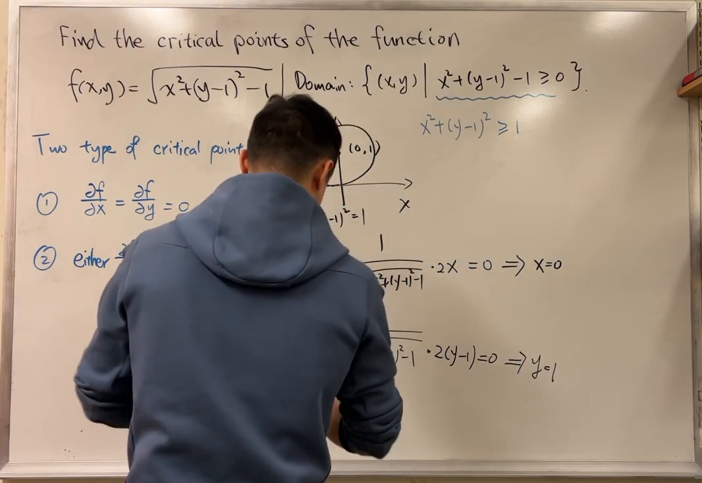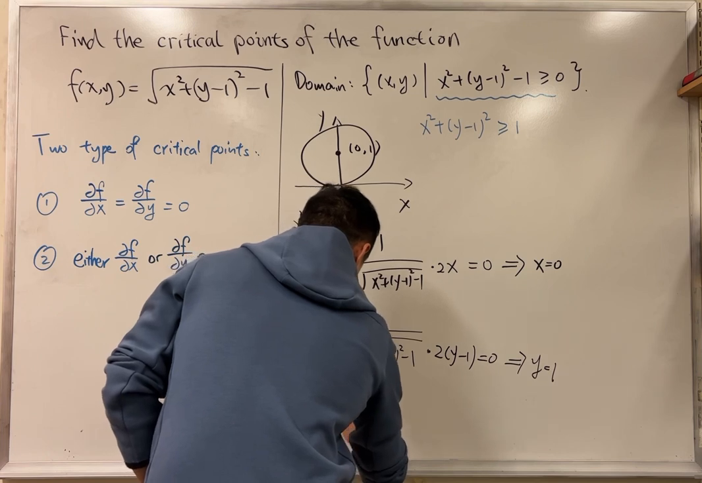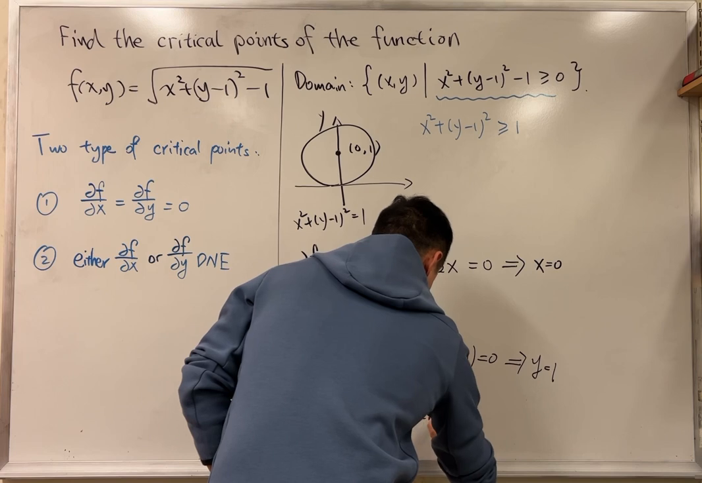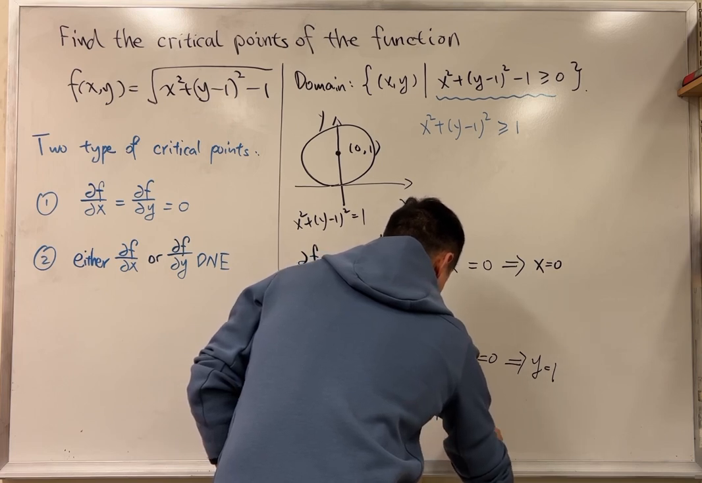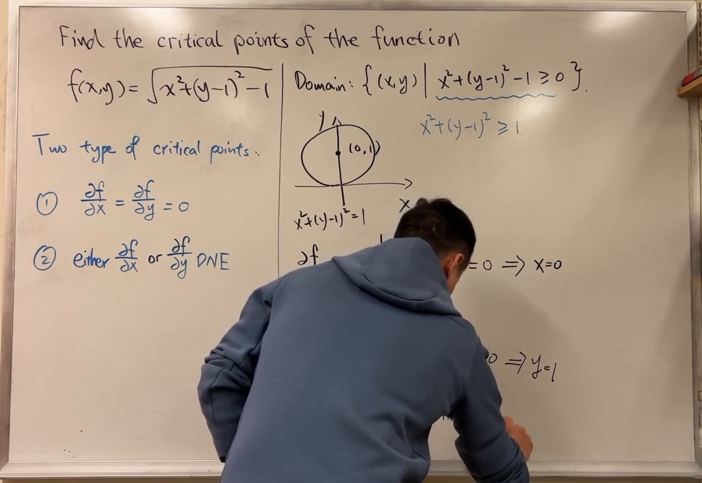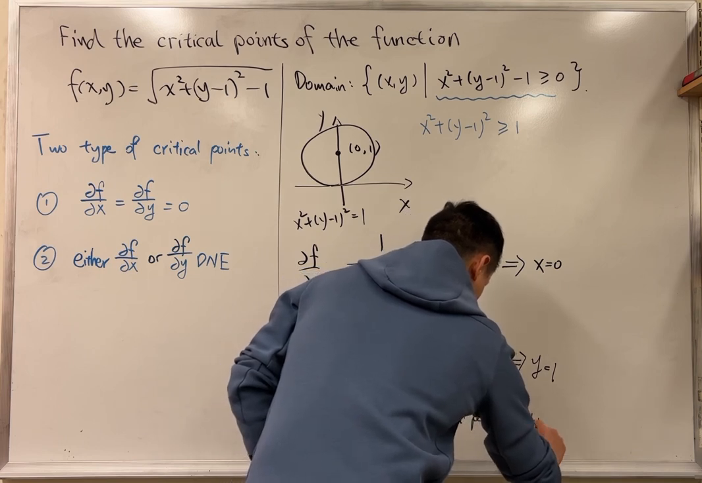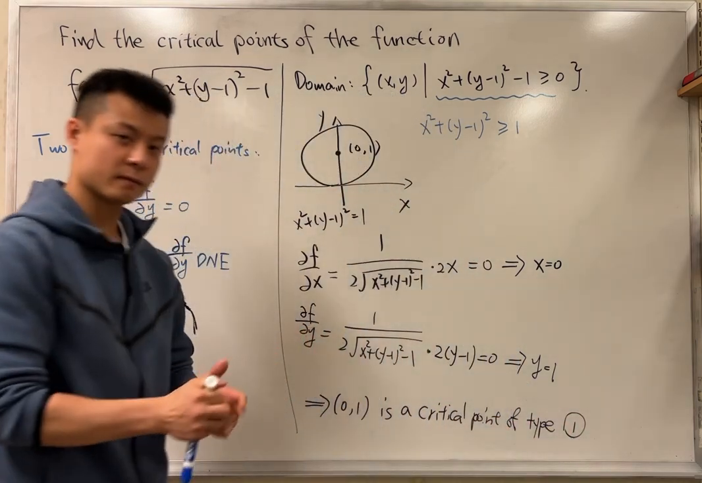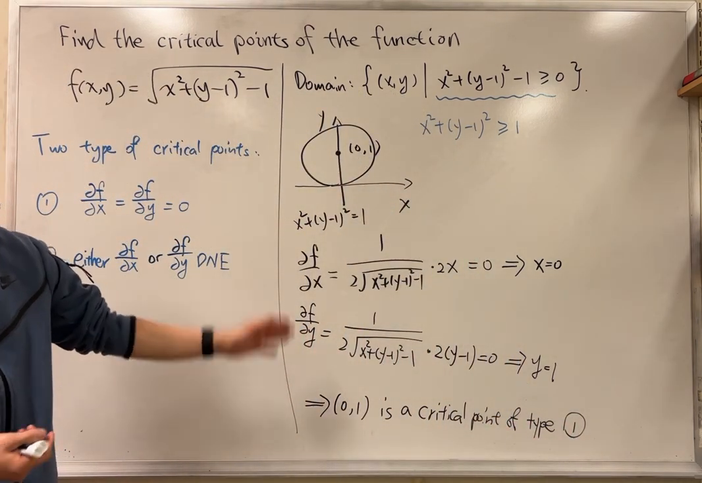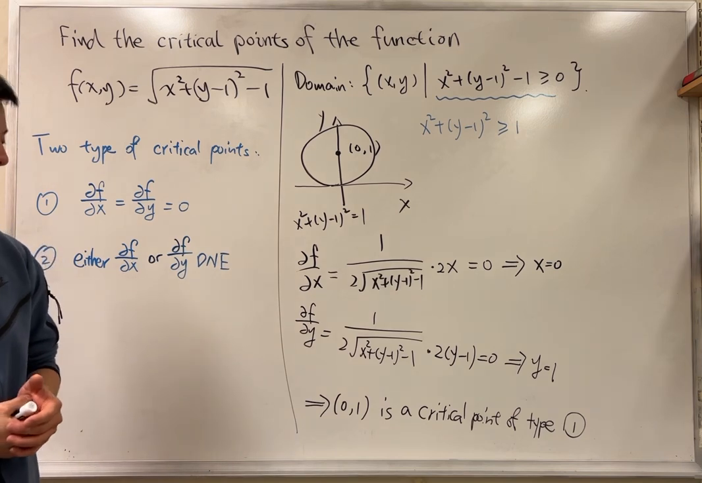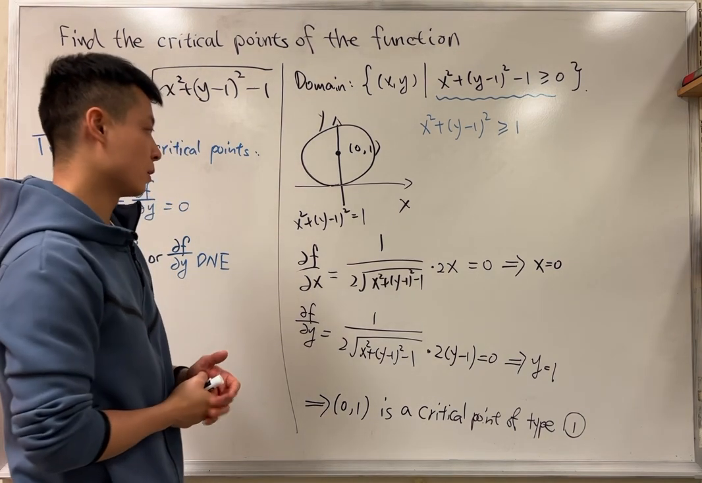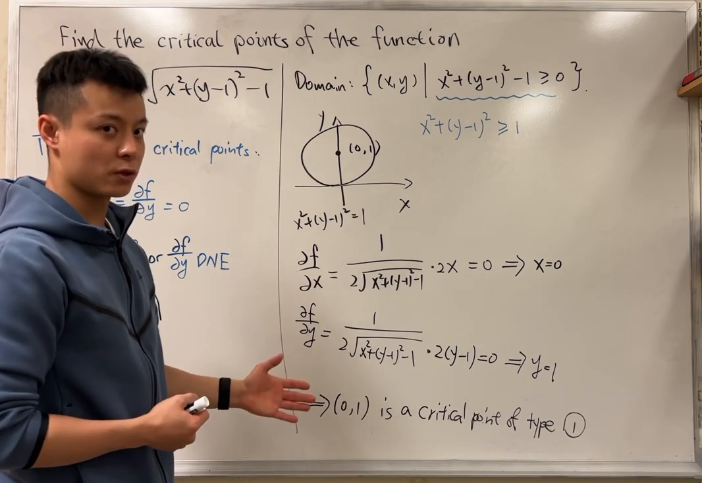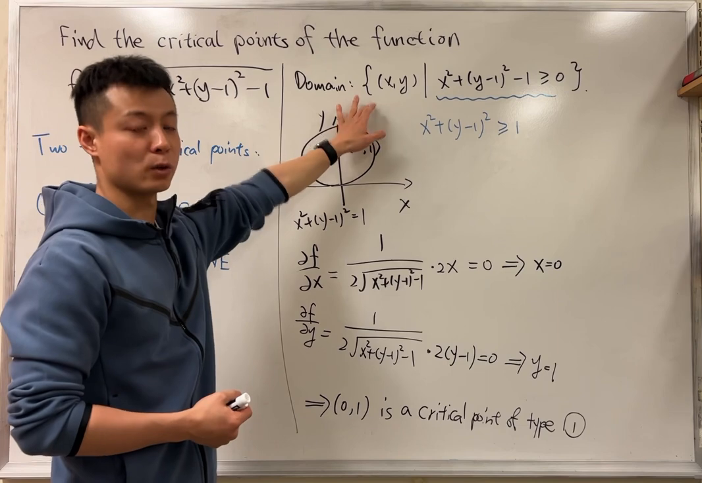Okay, so (0, 1) is a critical point. If you think that is true, then you're making a mistake here. Because we just said that for points that we're looking at, we must make sure they are inside the domain of this function.